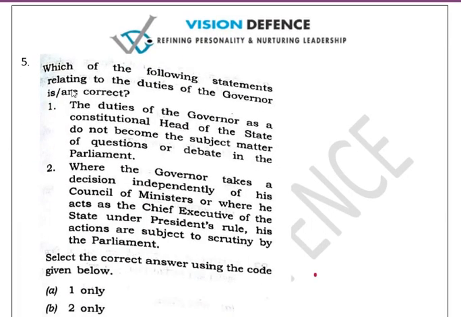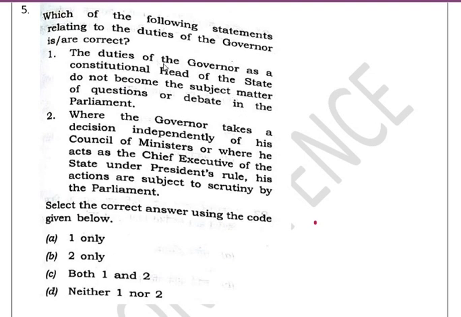Fifth, which of the following statements relating to the duties of governors is or are correct? First, the duties of the governor as a constitutional head of the state do not become the subject matter of questions or debate in the Parliament. Yes, it is true. The duties of the governor as a constitutional head cannot be discussed in the Parliament. The Parliament doesn't have such powers.